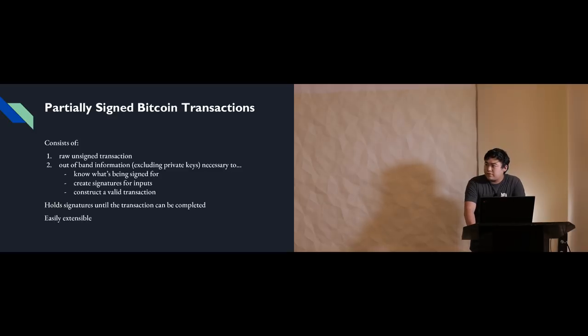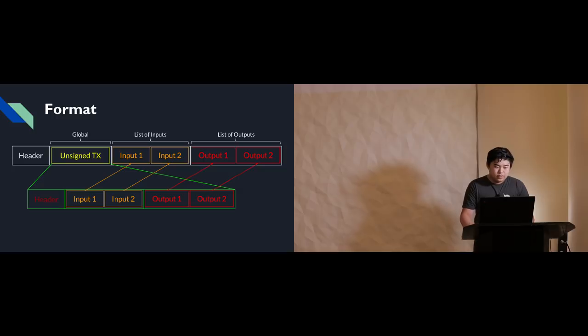So the format also holds all of these signatures, as is indicated by the partially signed name. And I've also designed it to be easily extensible so that we can extend it in the future to support new things such as Schnorr signatures. So this transaction format, we can visualize it in a bit of a diagram like this. We have some header bytes that are just magic bytes. We have this unsigned transaction, which is actually part of a set of global data.